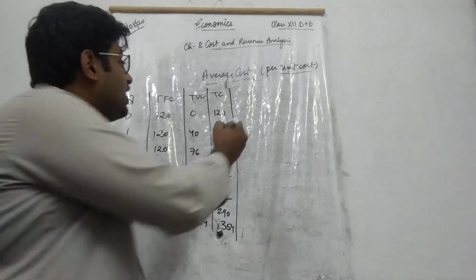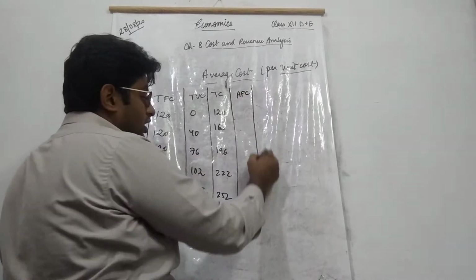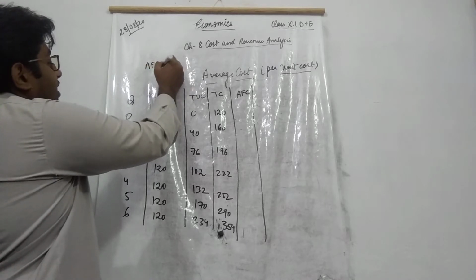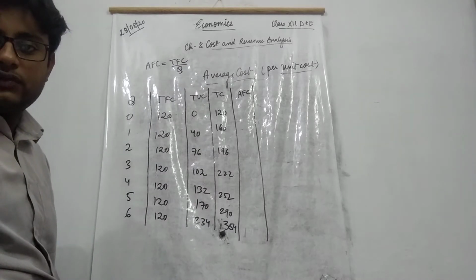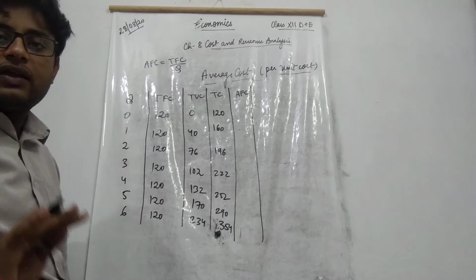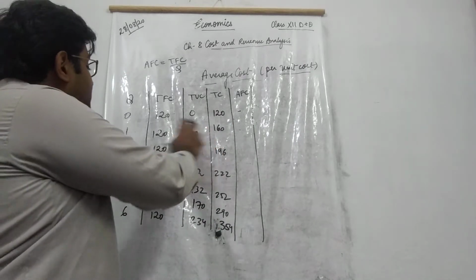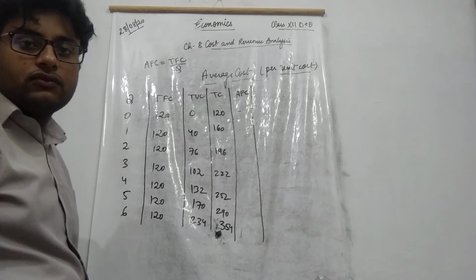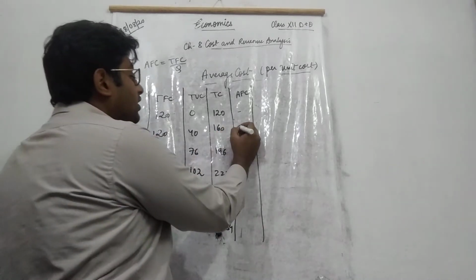Alright, so if I want to calculate average fixed cost, what I have to do? I have told you that average fixed cost is nothing but the division of total fixed cost by its output. So when I divide 120 by 0, I will not get anything. Then 120 divided by 1 would be 120.